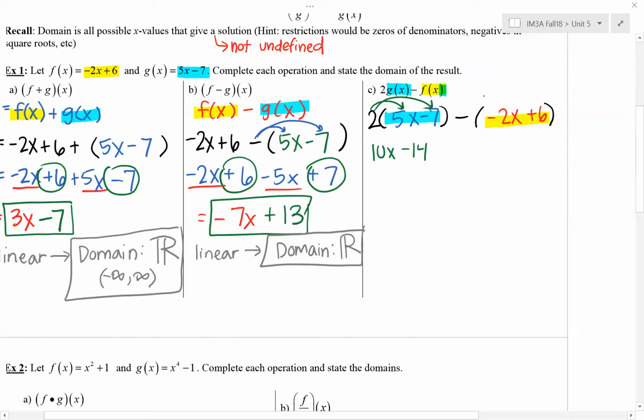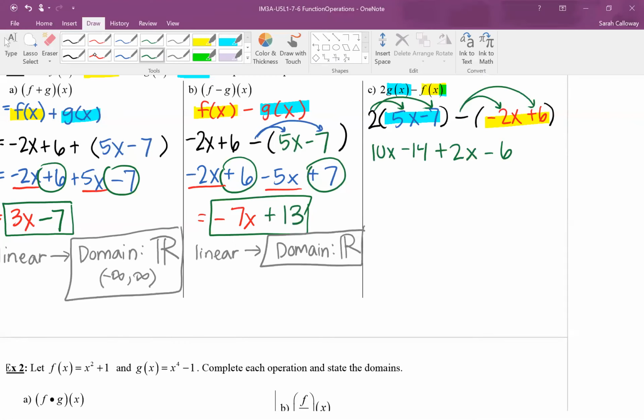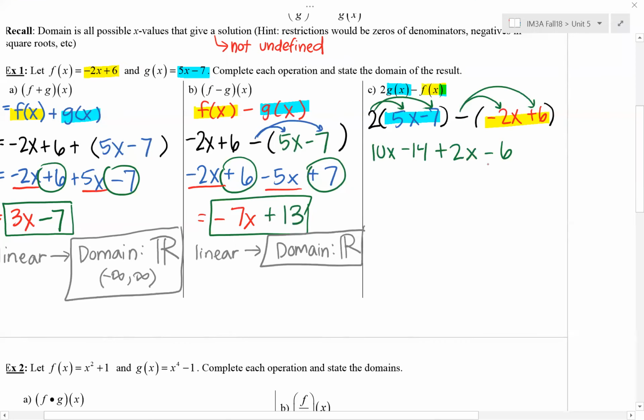Then we have to distribute the negative signs. So we're really just changing our signs from positive to negative or vice versa. So negative 2x is going to be positive 2x, and then minus a 6. So now we're ready to combine our like terms. We still only have x's and constants.